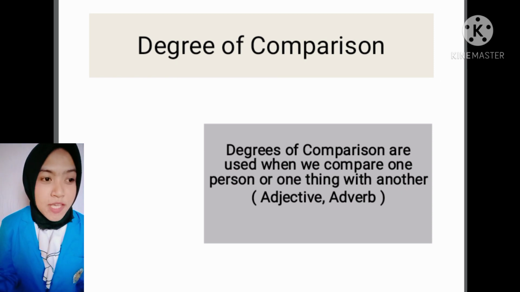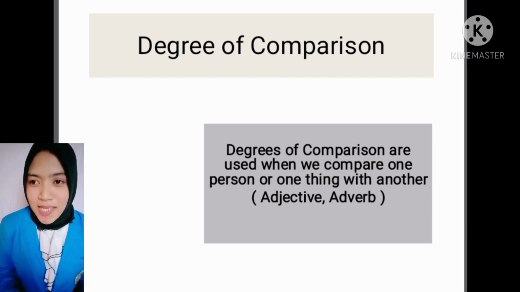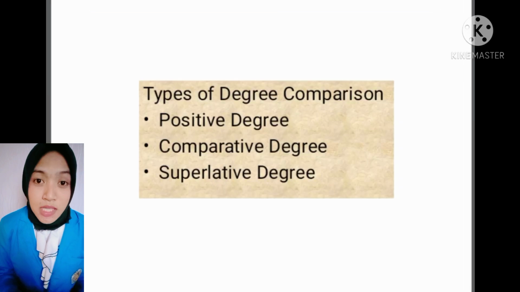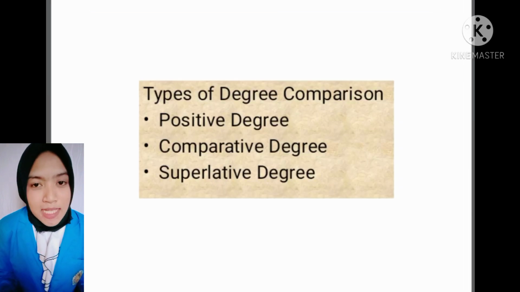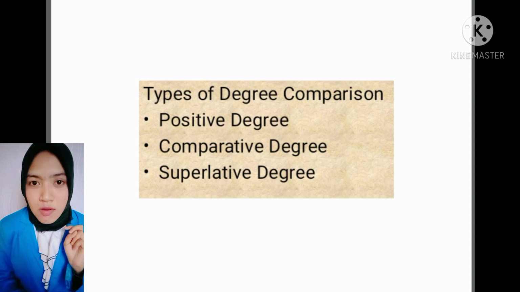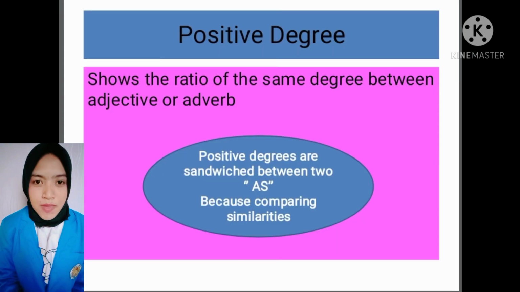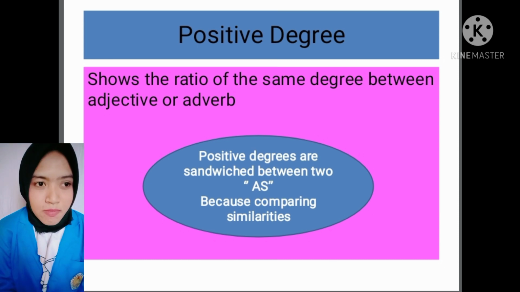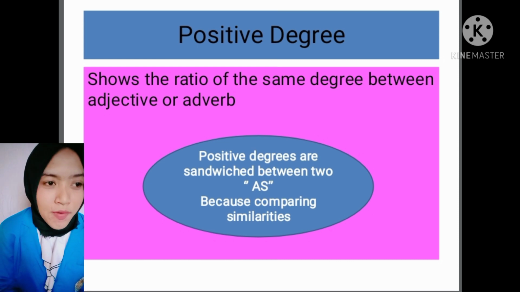Do you know what is degree of comparison, my lovely student? Yes, that's right, Nadia. Degree of comparison is to compare one thing to the other. Okay, degree of comparison has three kinds. There is positive degree, comparative degree, and also the last one, superlative degree. And I will explain it one by one. Positive degree. Positive degree is to compare the same thing.